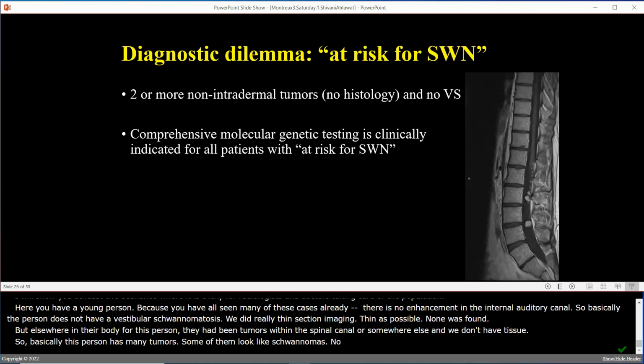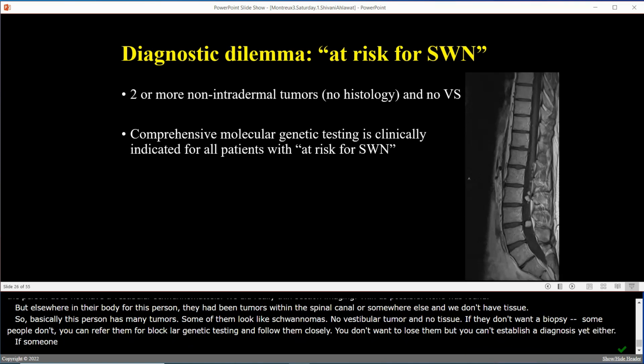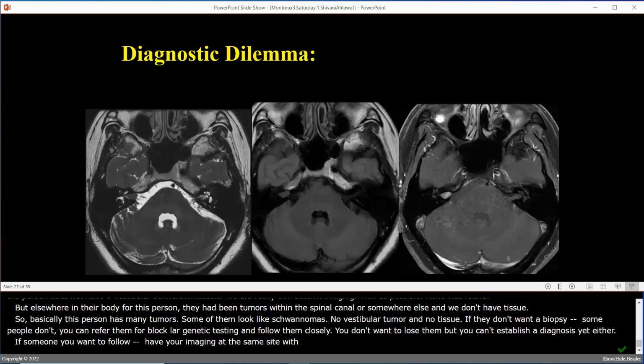If they don't want a biopsy, which some people don't, if it's not too bothersome or the biopsy is dangerous, you could just refer them for molecular genetic testing and follow them closely, because you don't want to lose them, but you cannot establish a diagnosis quite yet either. And key about imaging, I would say, if you want to follow someone or get your own imaging followed, having it at the same site with a similar technique would be useful to make accurate comparisons.